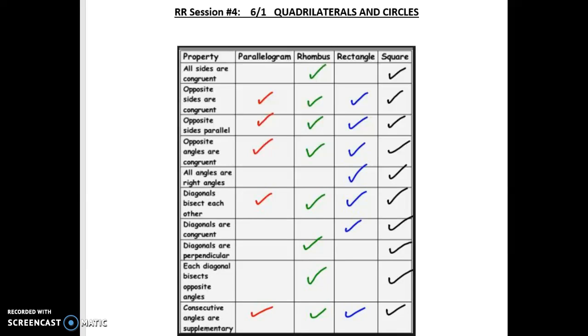So session 4 deals with quadrilaterals and circles. Now there are tons of rules. So the purpose of this video is strictly for you to get the rules into your notebook so that you have them to look up when we're practicing.